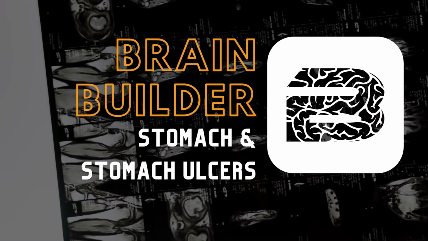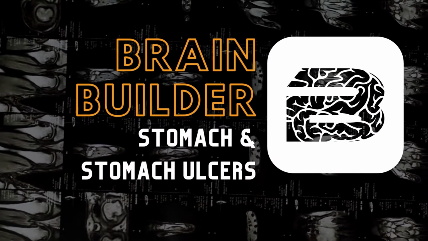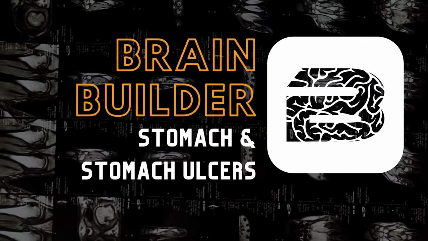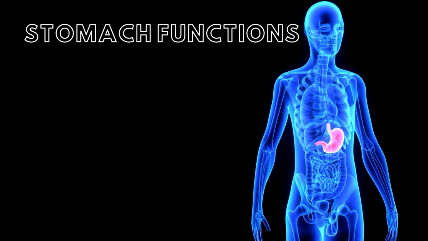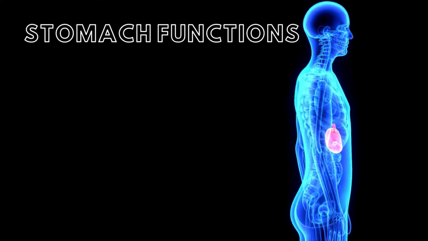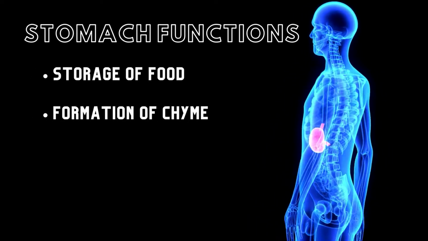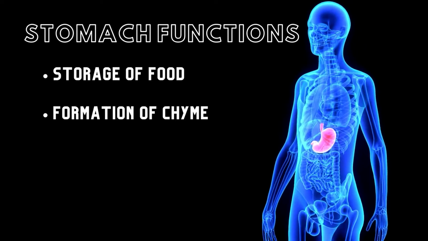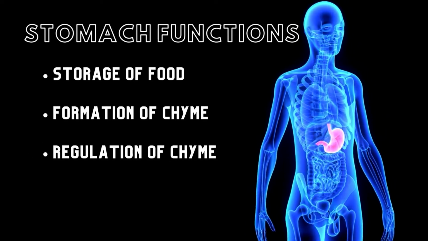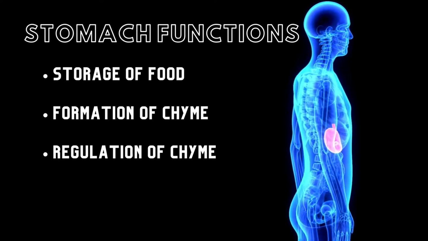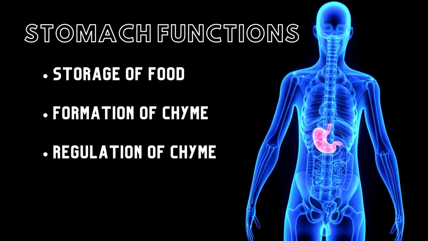Today, we are going to look at a BodyViz brain builder about the stomach and stomach ulcers. The stomach serves three functions, which are the storage of food, mixing food and gastric secretions in order to form a semi-liquid substance termed chyme, and the regulation of the passage of chyme into the duodenum of the small intestine.